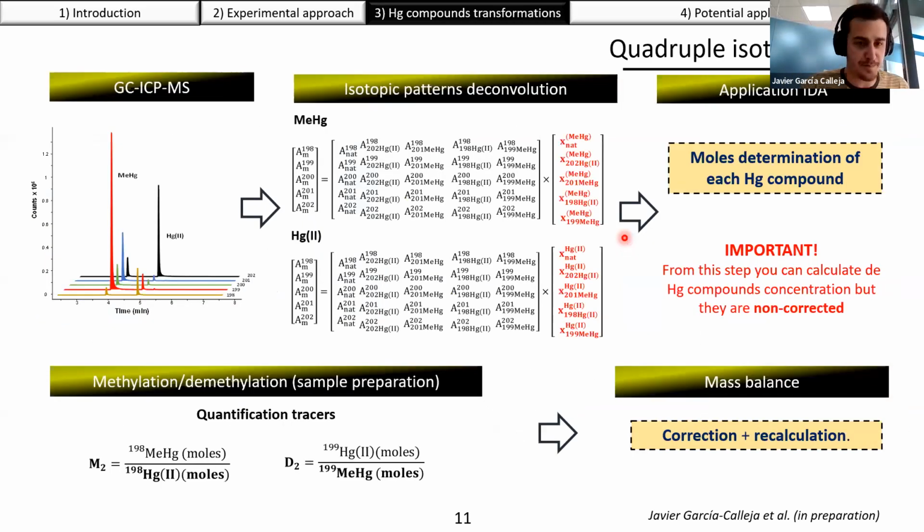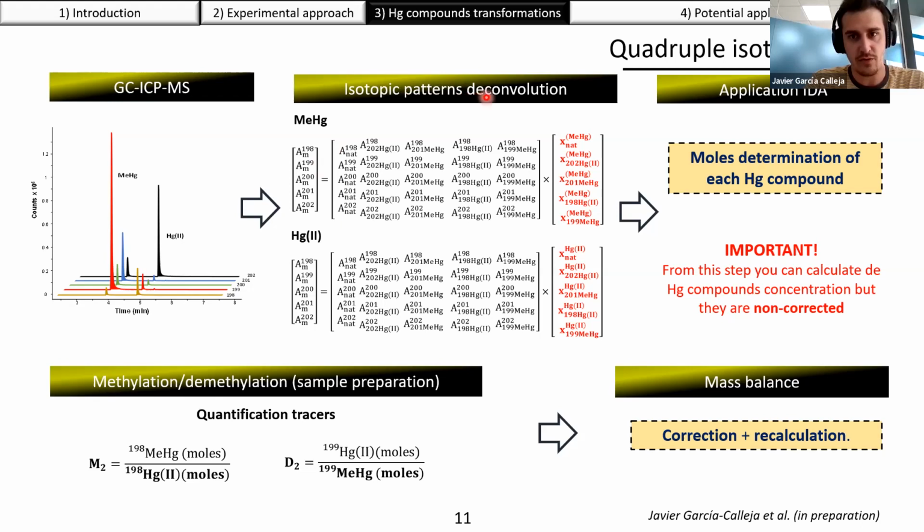mercury transformations. As you can see here, this is the graph that you obtain, where on the y-axis we have the intensity, and on the x-axis we have the time of the chromatographic separation for methyl mercury and for inorganic mercury. And with the ICP, we can measure all the isotopes. What we want now is to deconvolute the signal, to know what is coming from which source, in order to separate its origin.